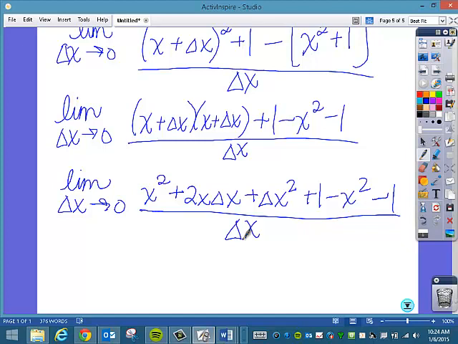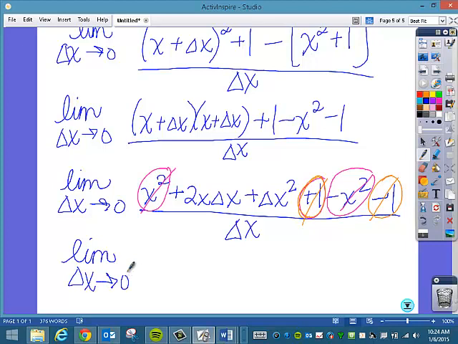So lucky for us, a couple things are going to cancel out. I have a positive x squared and I have a negative x squared. They're going to cancel each other out. And then I have a positive 1 and a negative 1, and they're going to cancel each other out. So now I'm left with the limit as delta x approaches 0 of 2x delta x plus delta x squared over delta x.